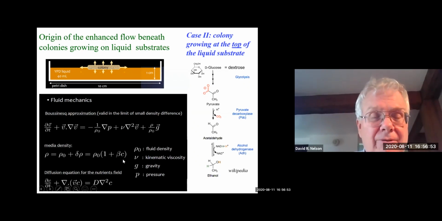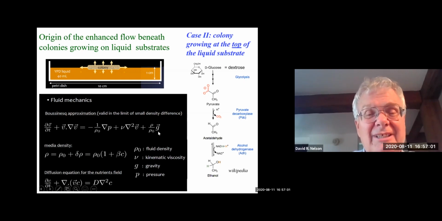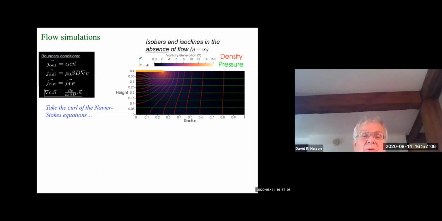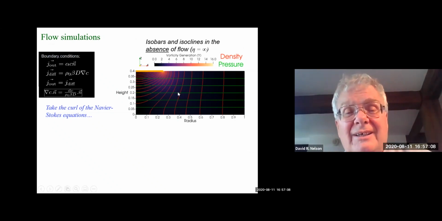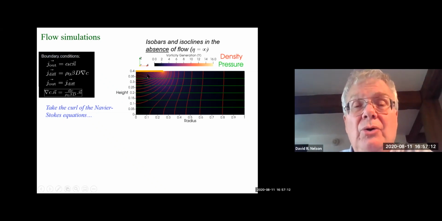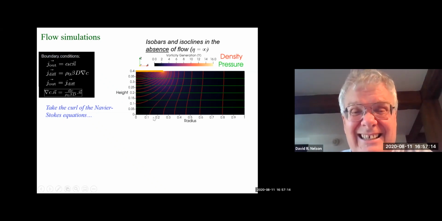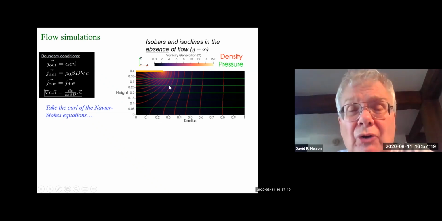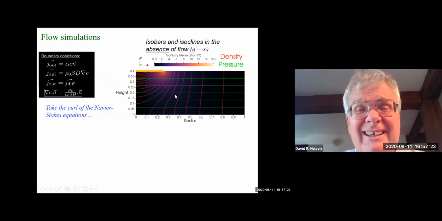So nutrient could be driving it, possibly temperature. And we solve these two coupled equations with a gravitational field. And then, as Erez said, lateral effects are very important. And so what I'm showing here is a map, a kind of weather map of what's happening below this growing colony. For the moment there's no flow, but I'll ask whether flow could be generated by some sort of instability in a minute.